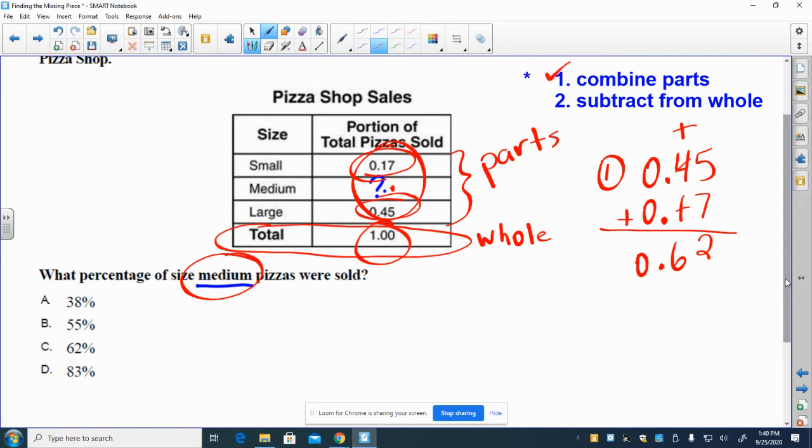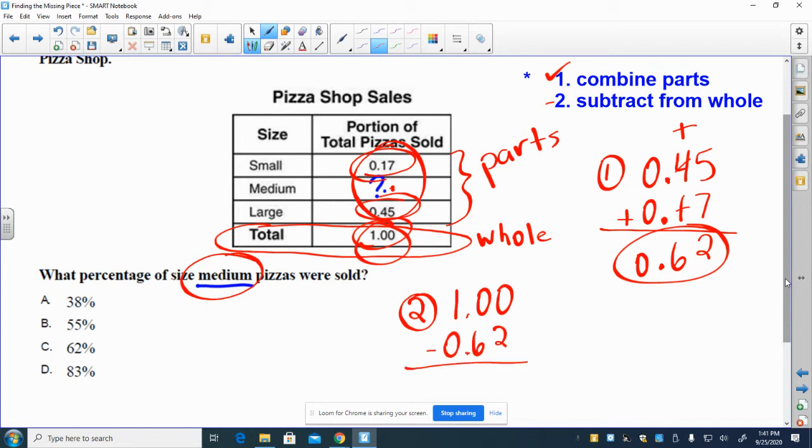We have 2 steps here. Step 1, combine the parts. Step 2 is subtract from the whole. Well, the whole thing was 1.00. And then we take the parts that we put together, 0.62, and we subtract. 0 minus 2, we can't do it. We've got to go borrow. This 1 becomes 0. That 0 is a 10, but it needs to send help down, so it will become a 9. So that 0 can become a 10. 10 minus 2 is 8. 9 minus 6 is 3. And bring your decimal down.